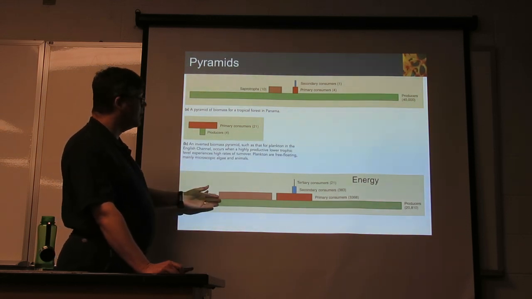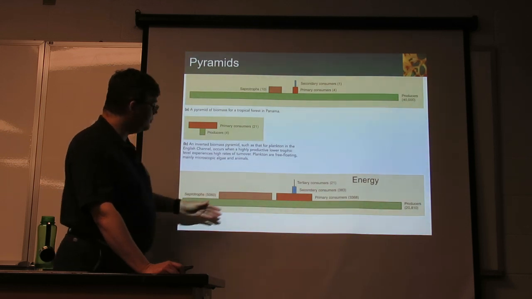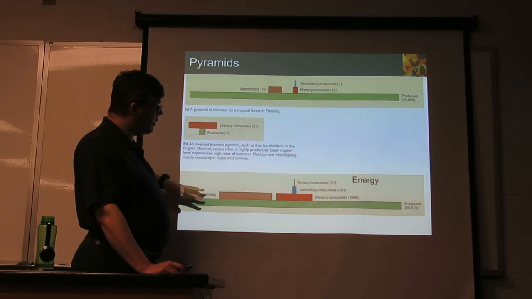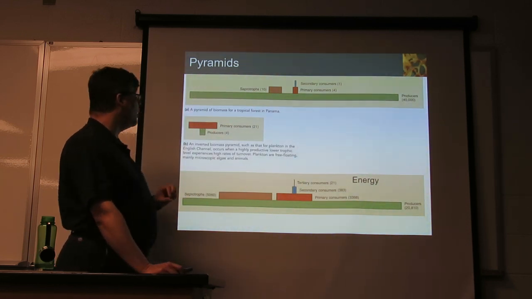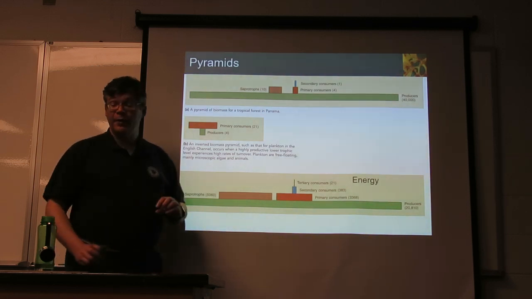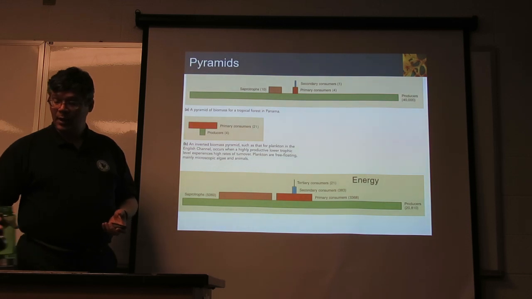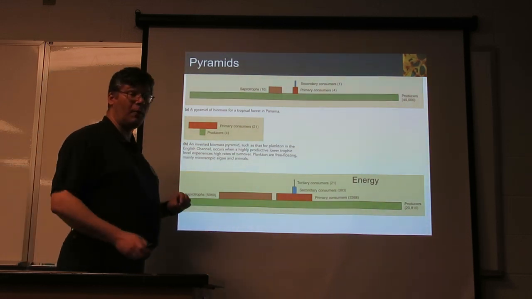Here's the energy versus the biomass. A little bit different, but same idea. Bottom layers much wider, much narrower as we go up. Very rarely you can get a different shape here. This has been documented in some cases of plankton, for example.